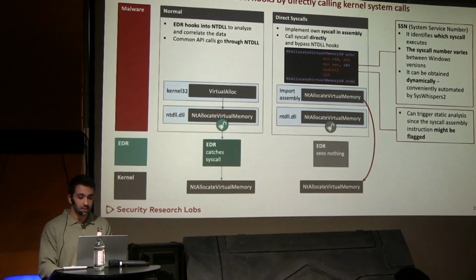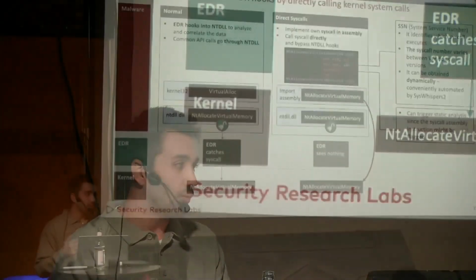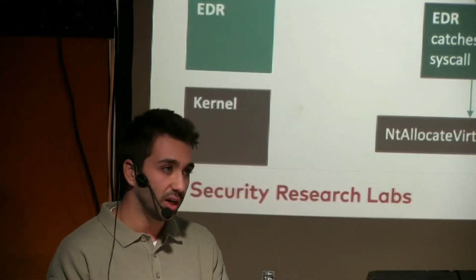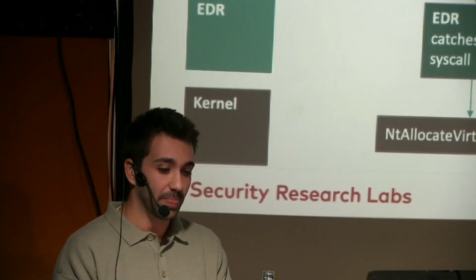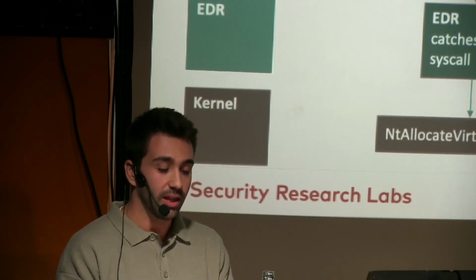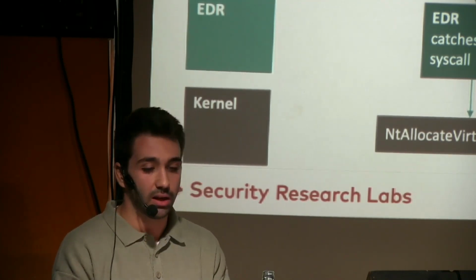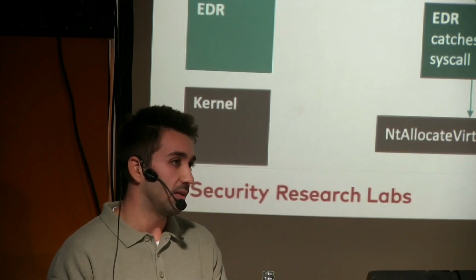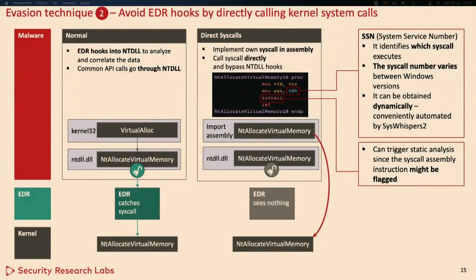And the problem is that this system service number varies from Windows version to Windows version. So if we don't know which system we are targeting, we are going to have a really hard time implementing all of the system service numbers available in every Windows version. They can also be obtained dynamically, and this has been conveniently automated in some tooling like SysWhispers2, which has made it easy to weaponize this technique, and it's really easy to implement with that approach.